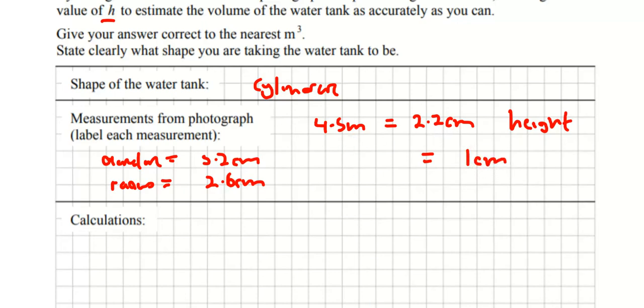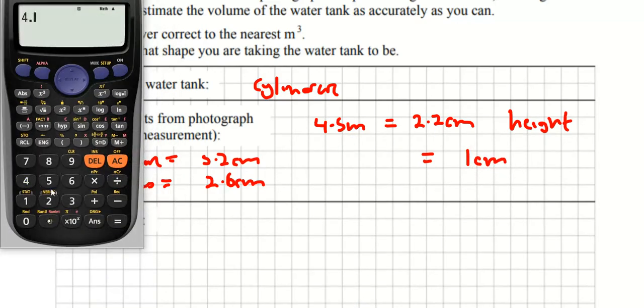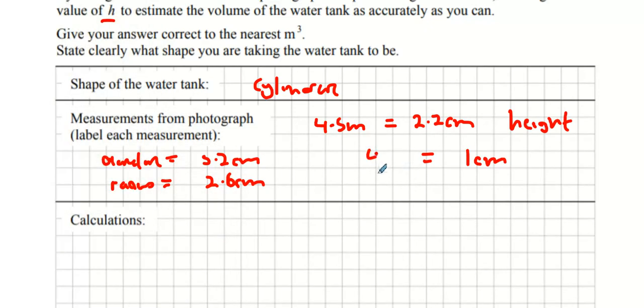So divide 4.5 divided by 2.2, and you get, it's best to use it as a fraction, 45 over 22. So this is in the calculation section, as it turns out. So 1 centimeter equals 45 over 22.